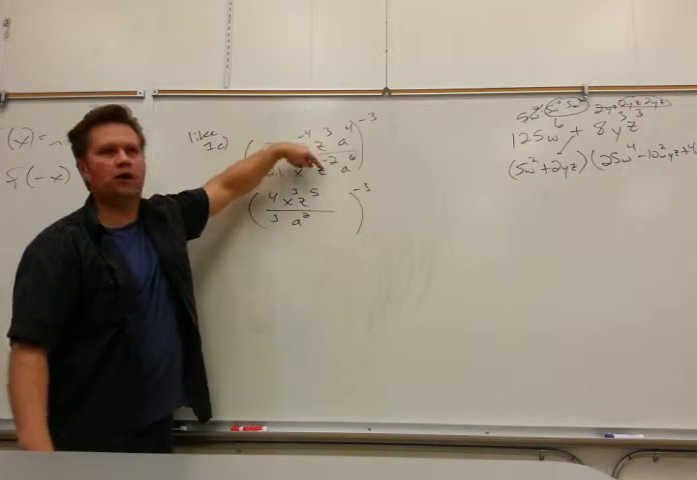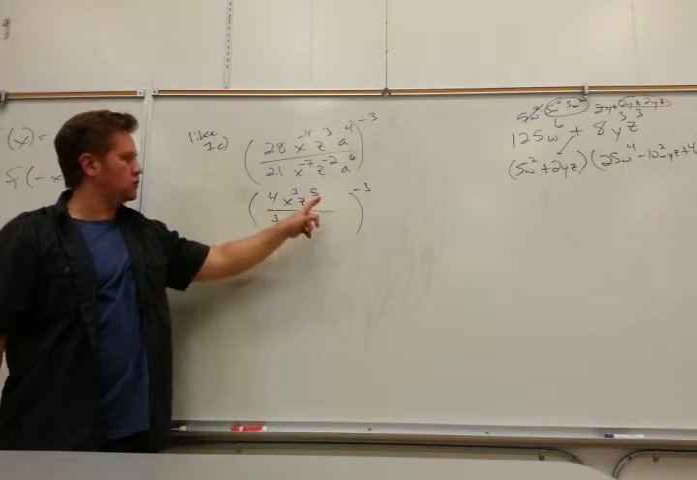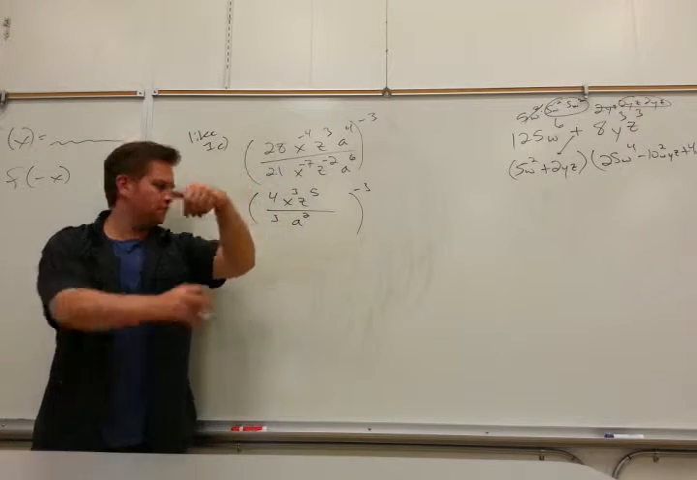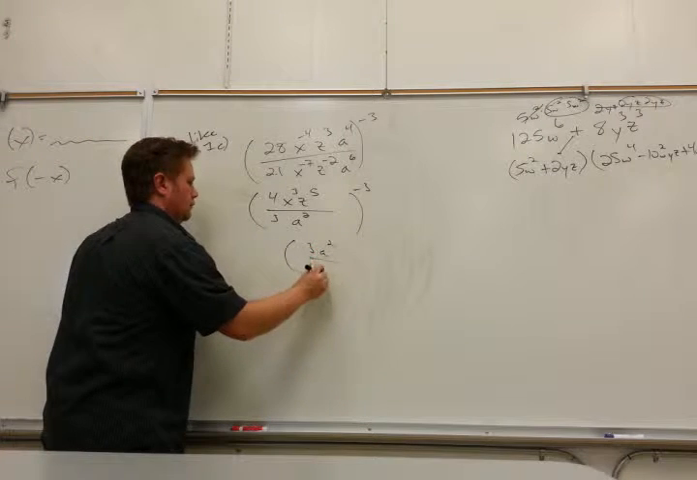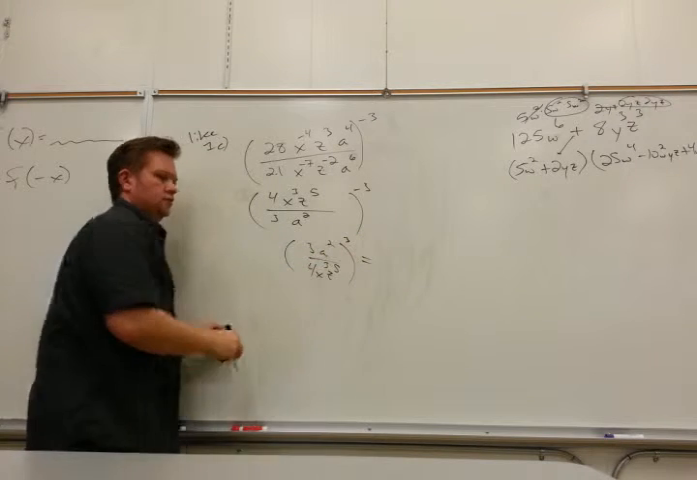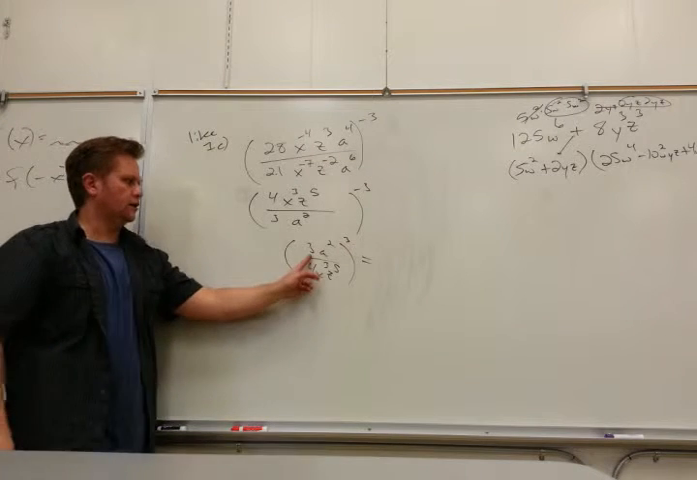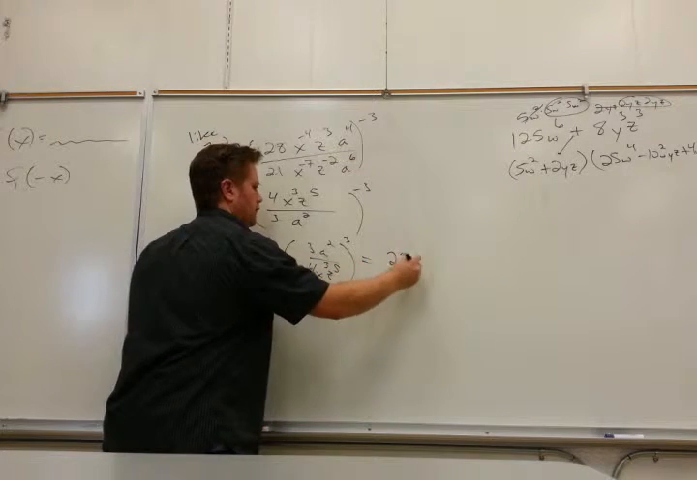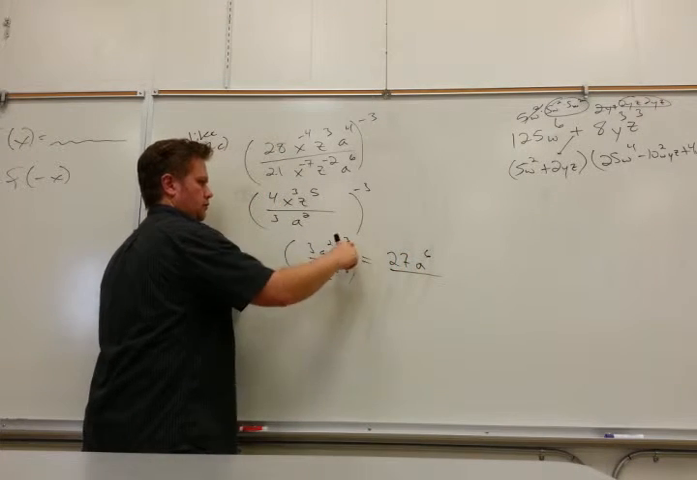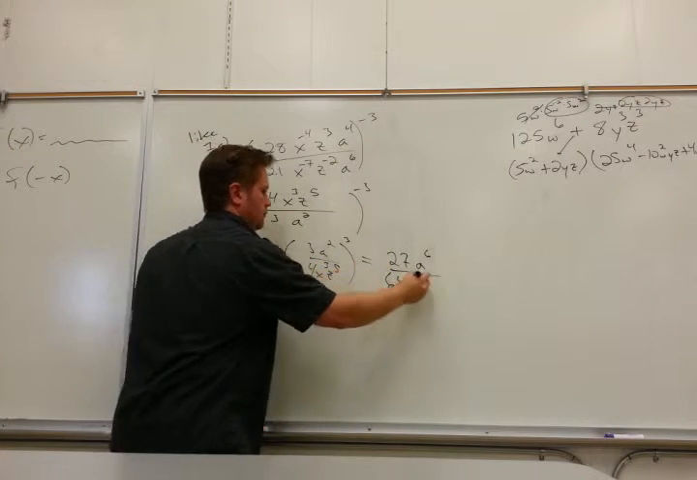I see this become 1. No, it's not 1. It's 3 minus -2, which is 3 plus 2, which is 5. What 2 things does this tell me to do? Flip. And cube. And I haven't cubed it yet, so now I can cube it. And what do I get there? 27 a to the 6, 64 x to the 9.